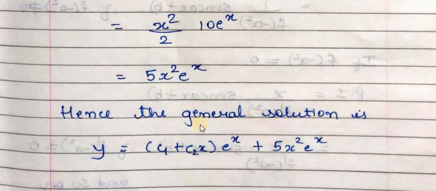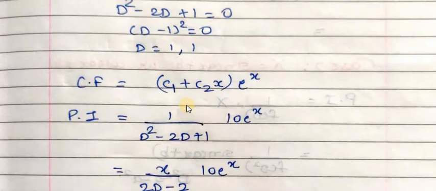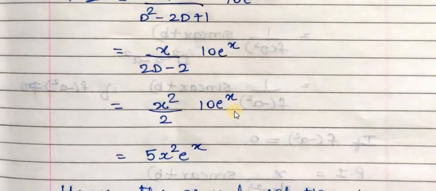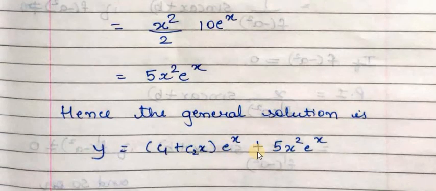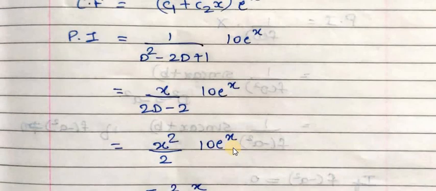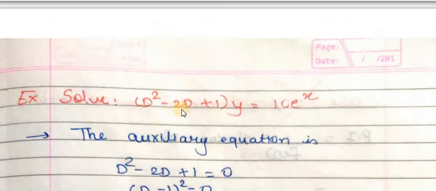Okay, so the general solution will be y equals CF plus PI. CF is C1 plus C2 x in brackets, e raised to 1x, that is this one, plus PI is 5x square into e raised to 1x. So this is the required general solution of the differential equation D square minus 2D plus 1 y equals 10 e raised to 1x.